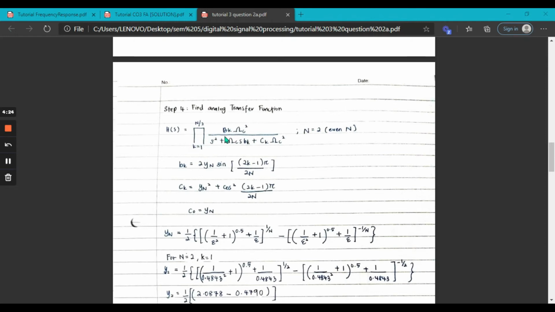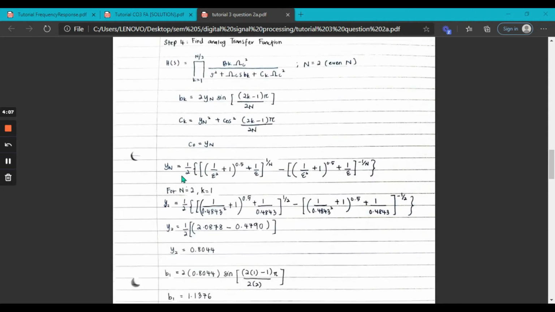For this function, it is an even function because N is equal to 2, and 2 is an even number. To use this formula, we need to find Vk, Ck, C0, YN, and after that we can find H(s).